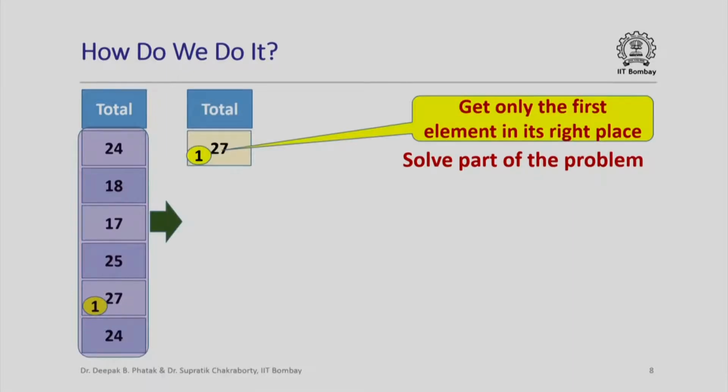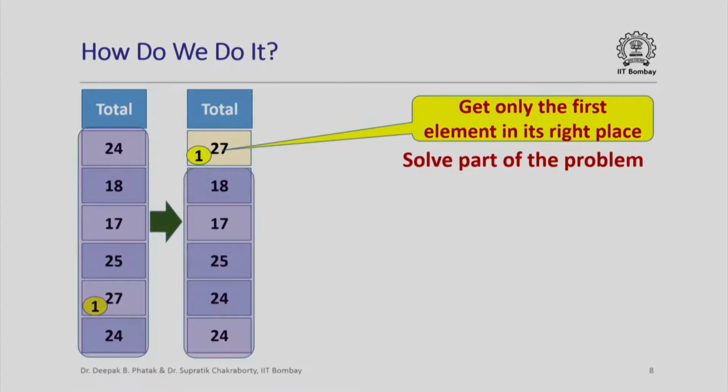What we are going to do now is, first we are only going to solve a small part of the problem, not the entire problem. Specifically, we will just find out the maximum element in this unsorted part of the array and we will just put that single maximum element at its rightful position in the overall sorted array. So here 27 is the maximum element. I have put it at its rightful position, which is the top of the overall sorted array.